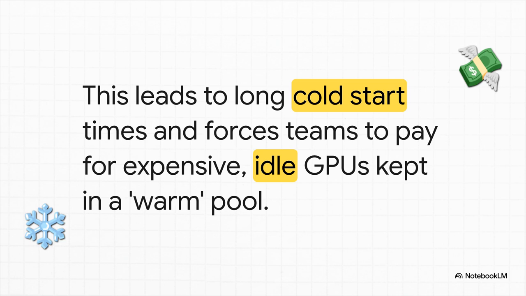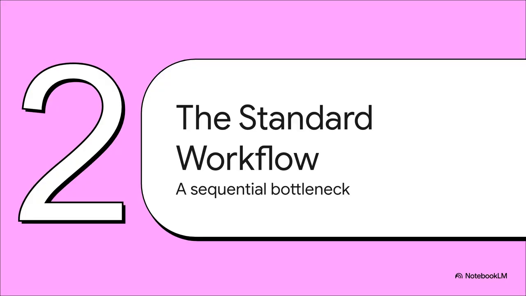So you're stuck, right? When a new request comes in, you either make your user wait minutes for a new container to spin up, or you pay a fortune to keep a bunch of expensive GPUs just sitting there, running idle in a warm pool, just in case. Neither of those is a great option. So why is it so agonizingly slow? Let's actually look at the standard workflow, the step-by-step process that basically every container runtime out there, like Containerd in Kubernetes, follows by default. It's a very linear process that really hasn't changed in years.